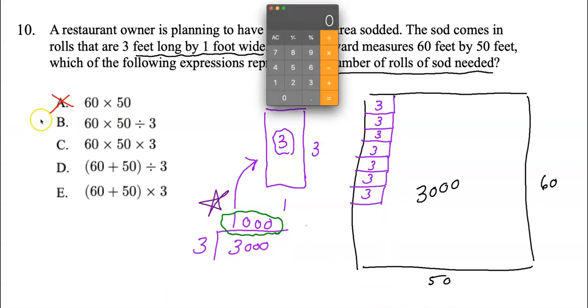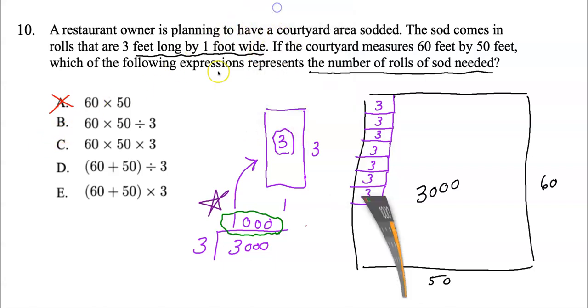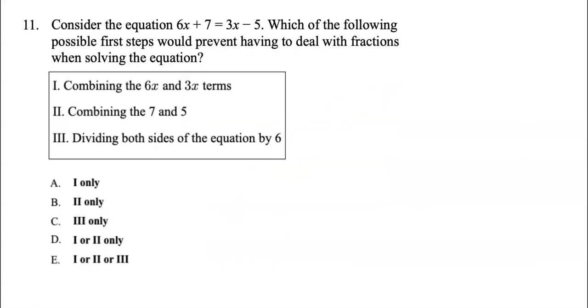So I'm punching in this b. So I'm going to go 60 times 50 divided by 3. And that, yeah, that is 1,000. So when I punch this piece into the calculator, this gives me 1,000 right here, which matches up with this. And that's my answer. And I move on.